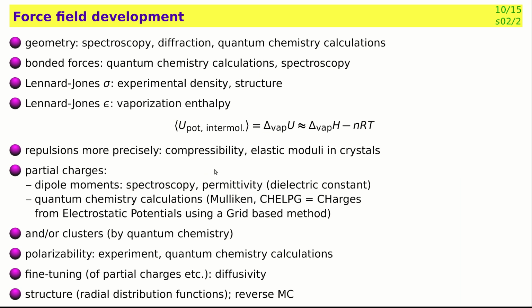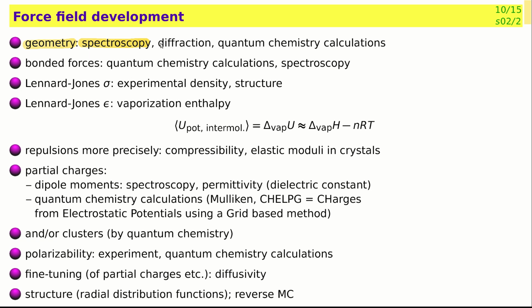Okay, we know now that we have a force field. It is a set of formulas and we need parameters. And the question is how we get these parameters for a force field. That is, what is the force field development? So what we need? First, we need the geometry of molecules. That is bond lengths, bond angles, and so on. For small molecules, we can get it from spectroscopy, from rotational spectroscopy, from vibrational spectroscopy, and so on.